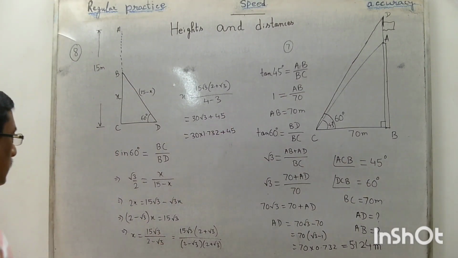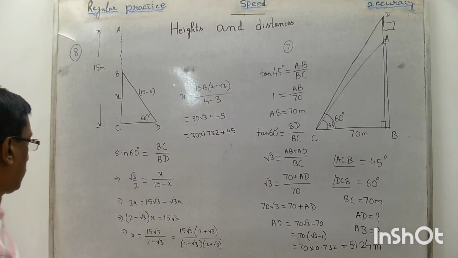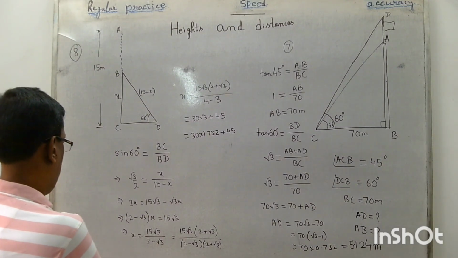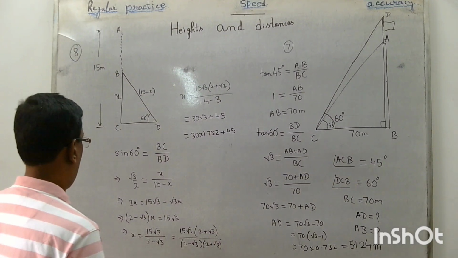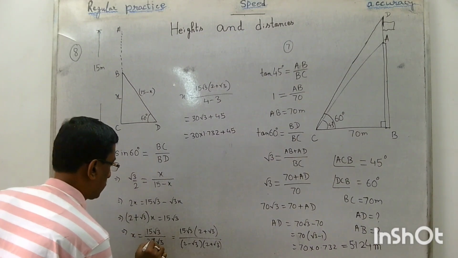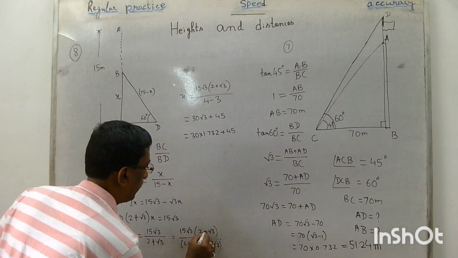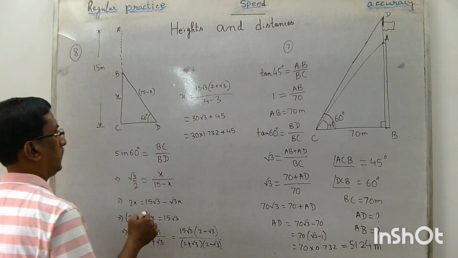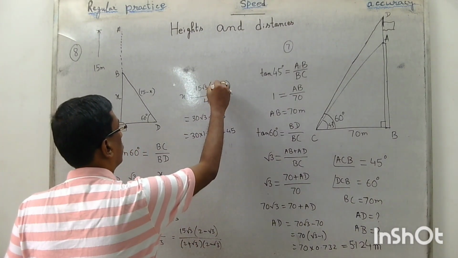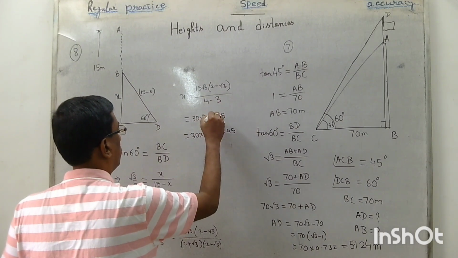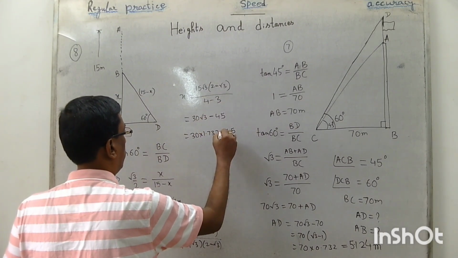ये तो बहुत ज़्यादा आ गया. पूरा 15 है, perpendicular by hypotenuse. Okay, it's right. Then 2x. Oh, I have done wrong. Here it is plus. It should be plus, and these two must be minus. Then it's fine.